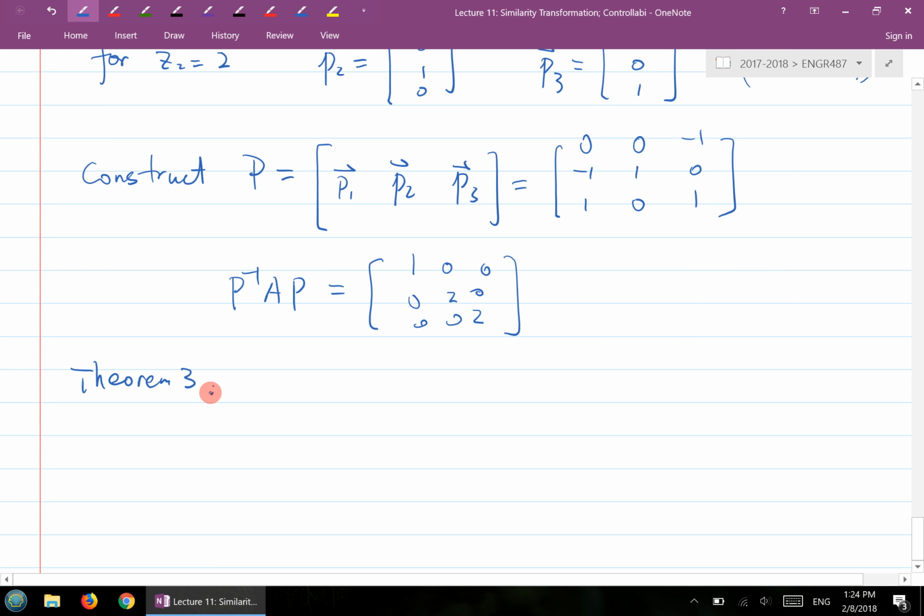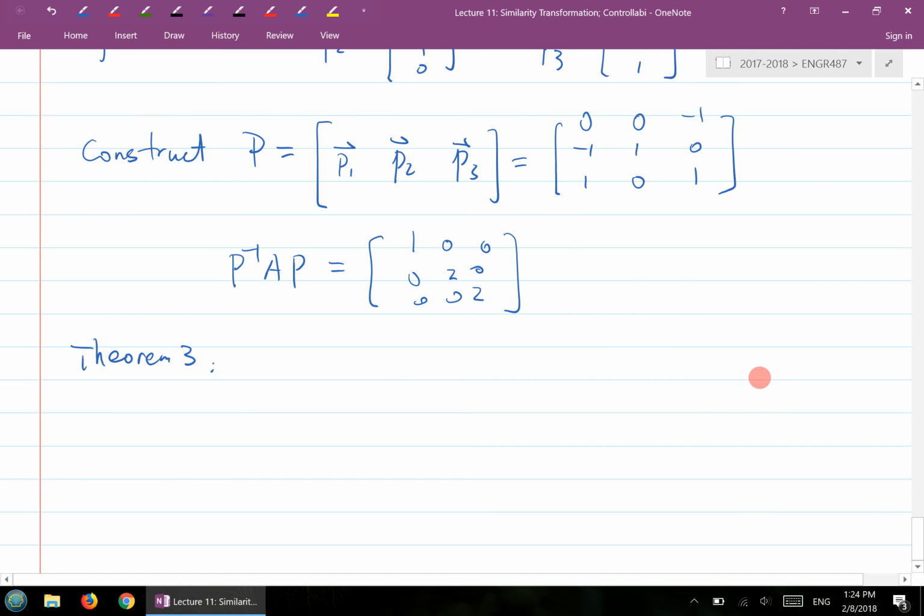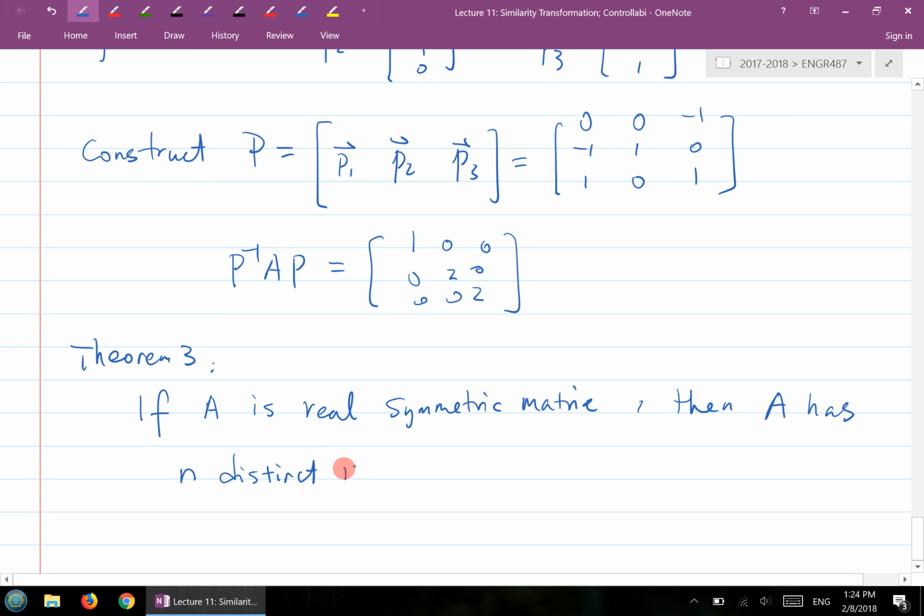I'll just write down the theorem here. This can sometimes come in handy. If the A matrix is a real symmetric matrix, then the A matrix must have n distinct real eigenvalues. So that's the third theorem.